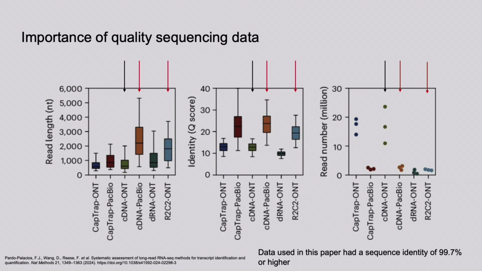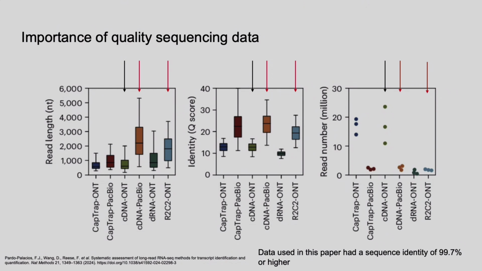And then the black arrow for comparison is cDNA ONT. And so in the middle panel, you can really quickly see that the accuracy of both the PacBio and the R2C2 ONT reads is higher. And this is, of course, important if we want to be able to accurately call variants from this data. However, there's other differences as well.